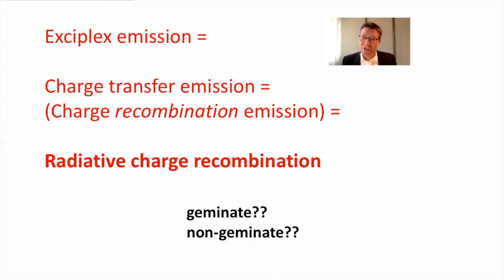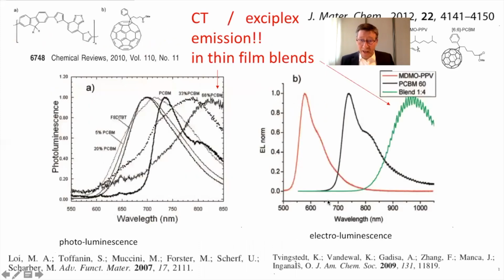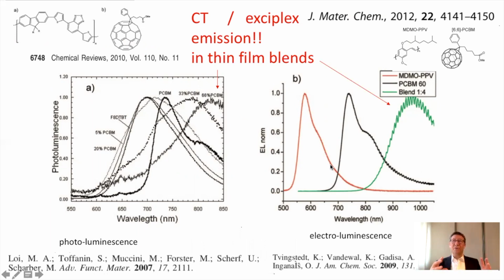Now, what about the non-geminate charge recombination? That actually implies that these charges don't know each other before. And that can also happen. If you take a material and you inject a positive charge and a negative charge, they were not born together. They just come from electricity, from electrodes. But if they meet on the molecule, you can have emission. This is the principle of a light emitting diode.